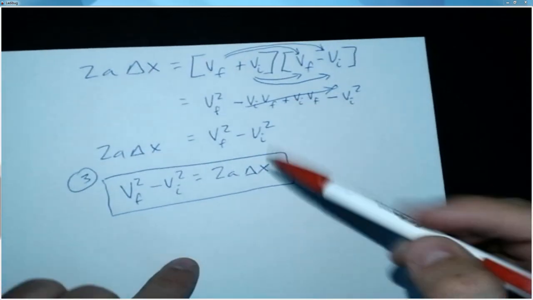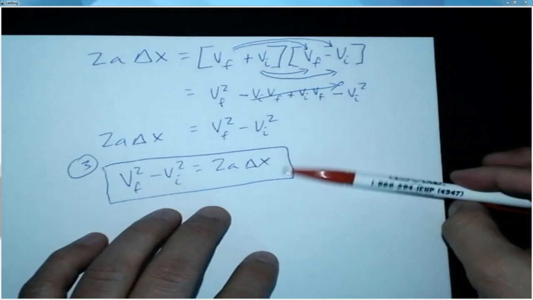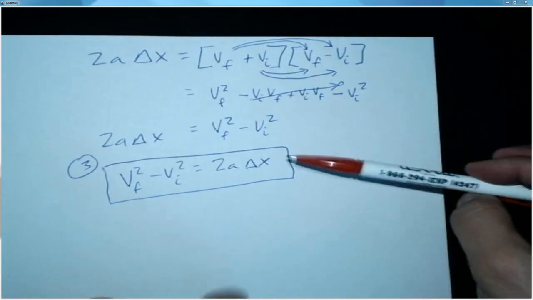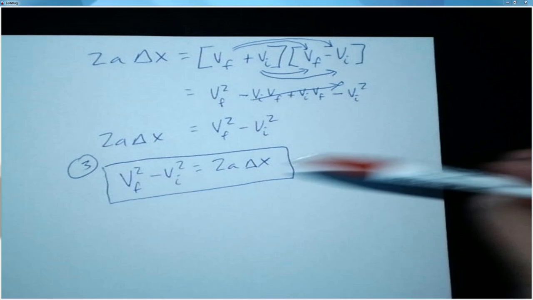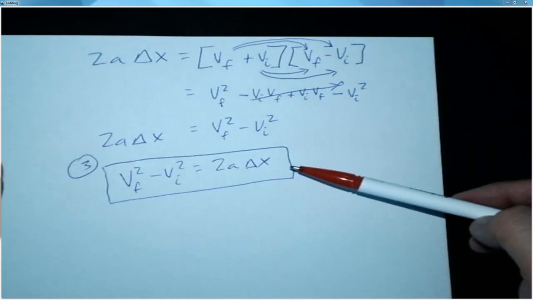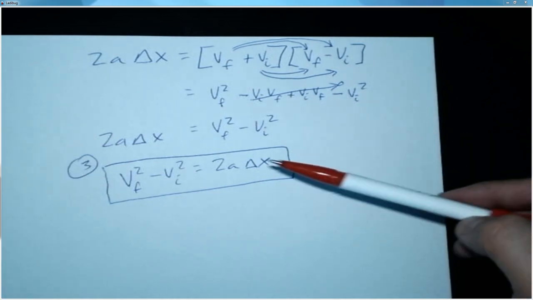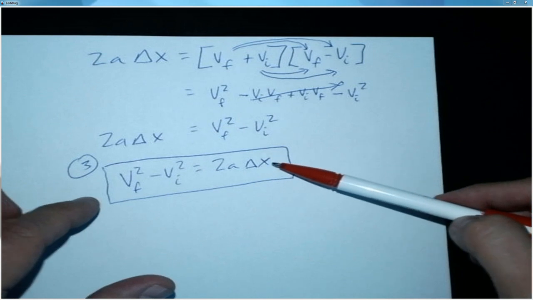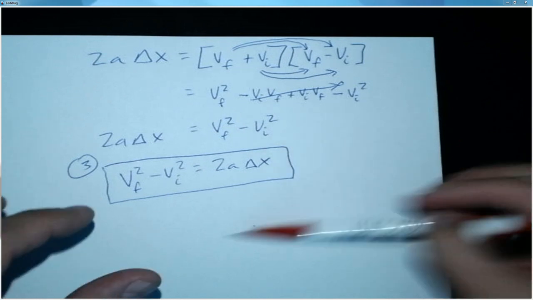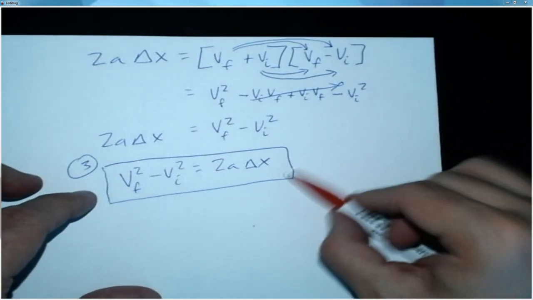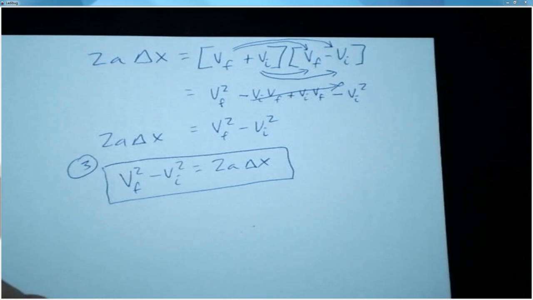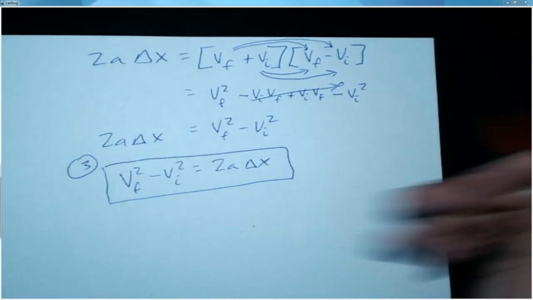I want to point out what's really cool about this. This equation doesn't have time in it. Time is nowhere in it. So if you are given a situation and you don't know how long an object is moving, but you know some other important things, you can solve all kinds of stuff using this equation, but you don't need time. This is an equation without time. That's nifty. In fact, let's go back over to some of the other stuff we've looked at.